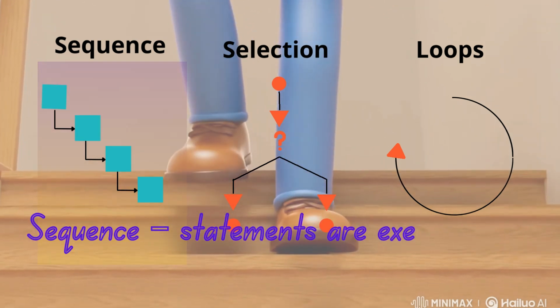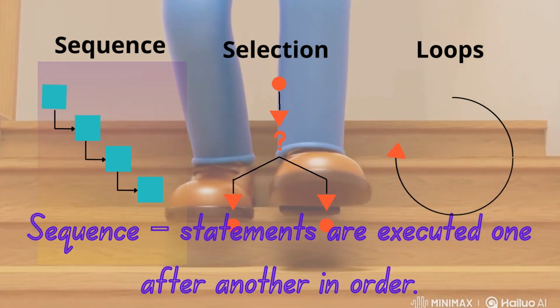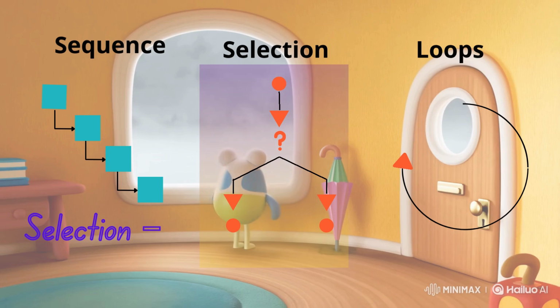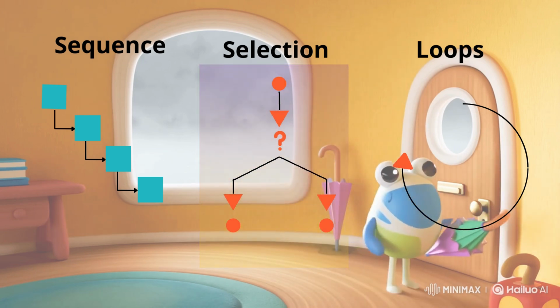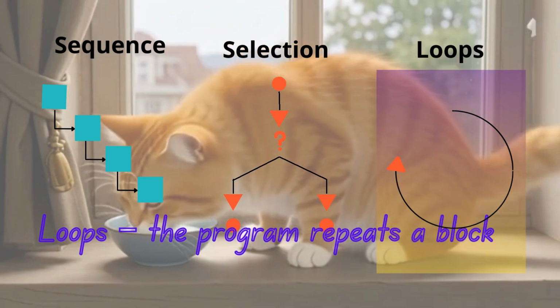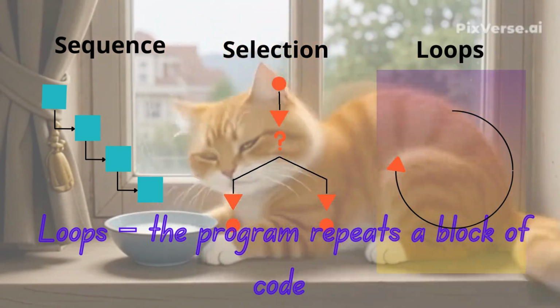Sequence. Statements are executed one after another in order. Selection. The program makes a decision and chooses a path. Loops. The program repeats a block of code multiple times.